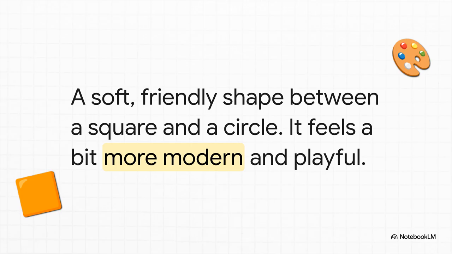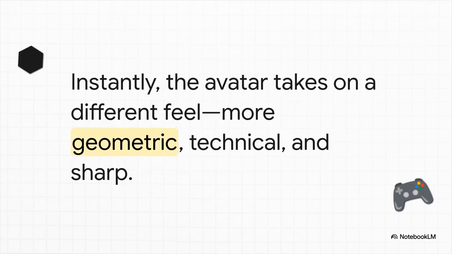A squircle. It's this awesome soft shape that's kind of halfway between a square and a circle. It feels a little more modern, a bit more playful. You see this a lot in social or creative apps. And just like that, we can change the property again, this time to hexagon. Instantly, the avatar has a totally different feel, right? It's more geometric, more technical, sharper. This will be perfect for something like a gaming platform or a tech community.